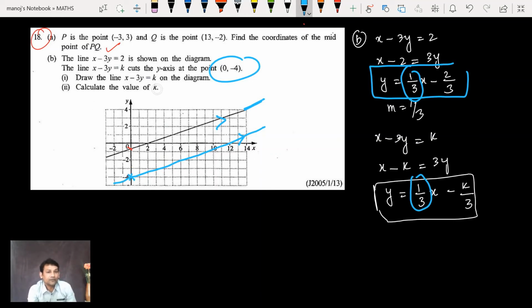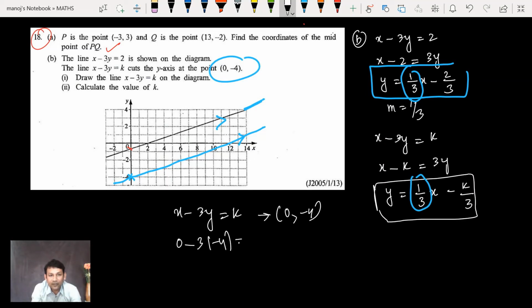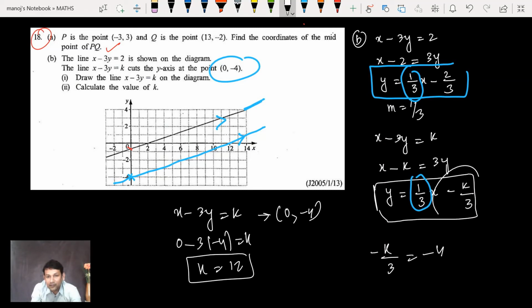Now calculate the value of k. I have taken this question a little bit lengthy to explain to you. The first thing: when the equation x minus 3y is equal to k passes through the point 0 and minus 4, I can put x is 0 and y is minus 4, and k comes to 12. This is one way. Even here you can put the value: minus k upon 3 is equal to minus 4, because this is the y-intercept c, and c is minus 4. So again k comes to 12, and we have done it.